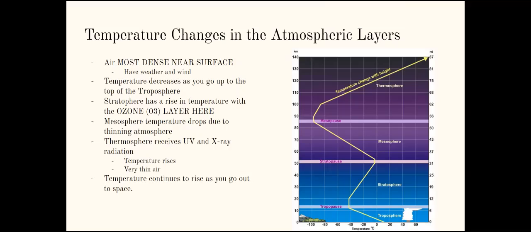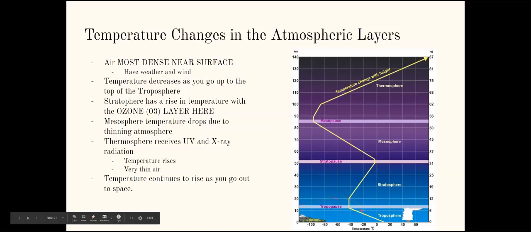Now, the main difference between all these different layers of the atmosphere is actually the temperature, and the temperature changes drastically when you go through these layers. To start at the surface, the air is most dense near the surface. That's again where you have weather and wind. And temperature decreases as you go up to the top of the troposphere because the air gets much thinner. When you're in the stratosphere, there's actually a rise in the temperature.